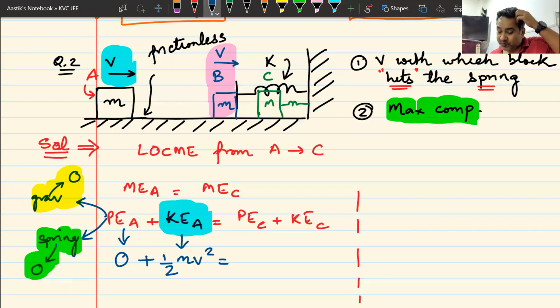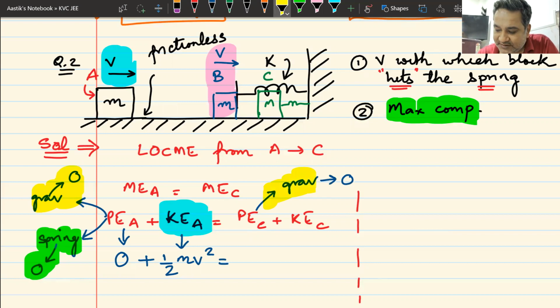Now again, I talk about potential energy at point C. Potential energy at point C also consists of gravitational potential energy, and this gravitational potential energy is definitely zero. No questions asked, no answers given. Same level, ground level, both are the same.